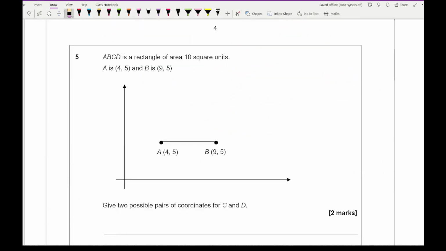Now moving on to question 5, it says that ABCD is a rectangle of area 10 square units. A is (4, 5) and B is (9, 5). Give two possible pairs of the coordinates for CD. So if I start by using BC as one of the sides of a rectangle, then it's either going to look something like this, in which this point here I'm just going to assume is C1 and this one I'll call D1, or it could be below that AB, in which this would be C2 and this point here would be D2.